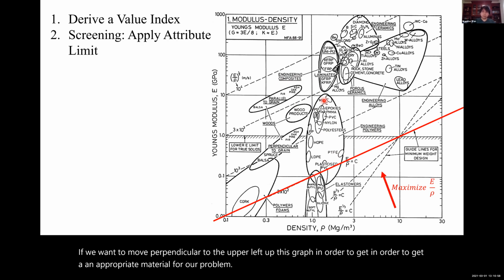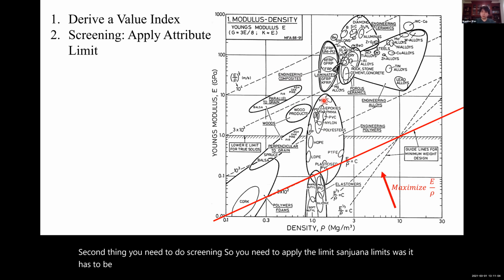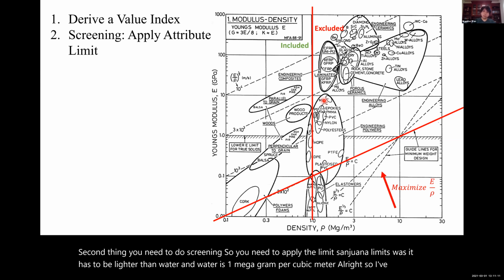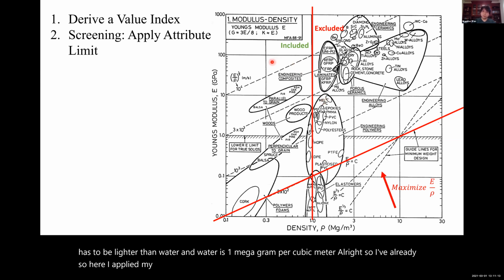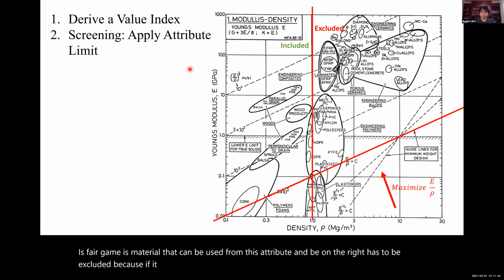Now, the second thing you need to do is screening. So you need to apply the limits, and one of the limits was it has to be lighter than water, and water is 1 megagram per cubic meter. So here I applied my attribute limit, and anything to the left is fair game, is material that can be used from this attribute limit. Anything on the right has to be excluded because it fails our requirement of being less dense than water. So that's how you apply your attribute limit.